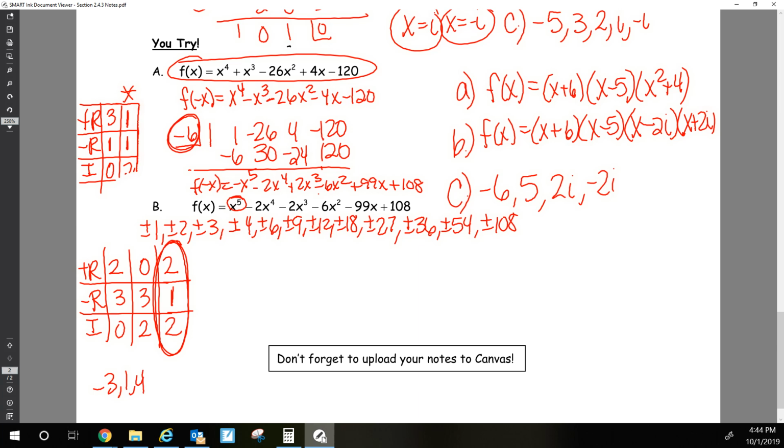So we're going to try negative 3, 1, and 4. I'm probably, just so you know, going to give you some that maybe have fractions to make it a little harder or challenging. Depends on my mood, I suppose, when I'm writing it.